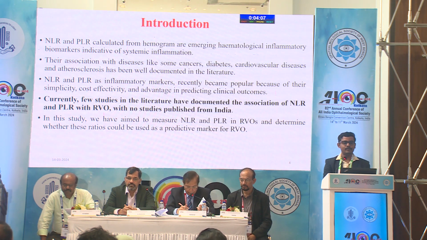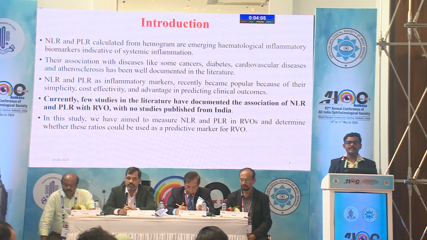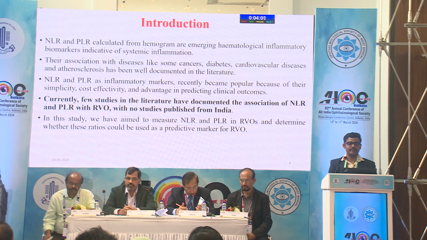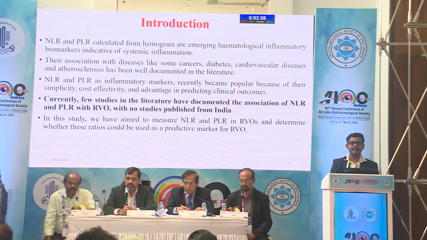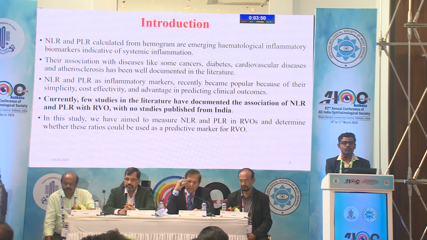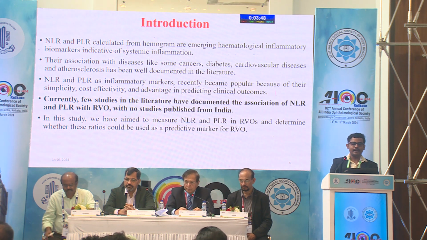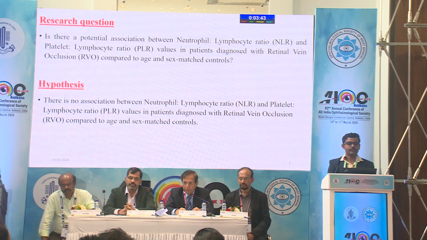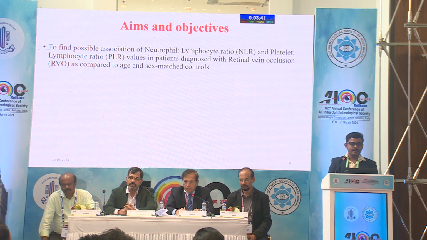NLR and PLR are calculated from the hemogram and are emerging hematological inflammatory biomarkers indicative of systemic inflammation. Their association with diseases like some cancers, diabetes, cardiovascular diseases, and atherosclerosis has been well documented. Currently, few studies in the literature have documented the association of NLR and PLR with RVO, with no studies published from India. This is my research question.